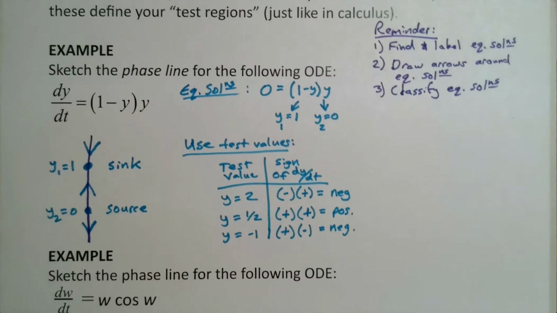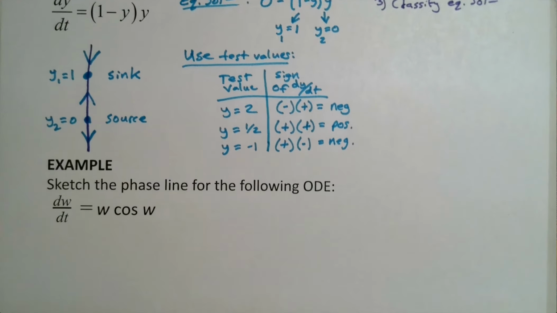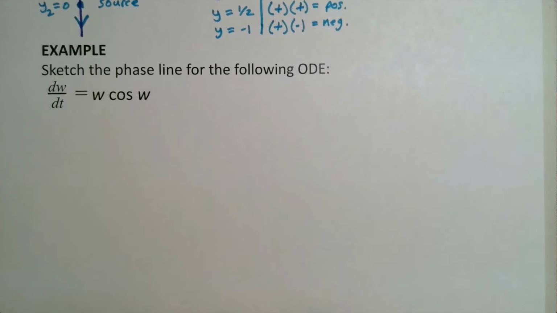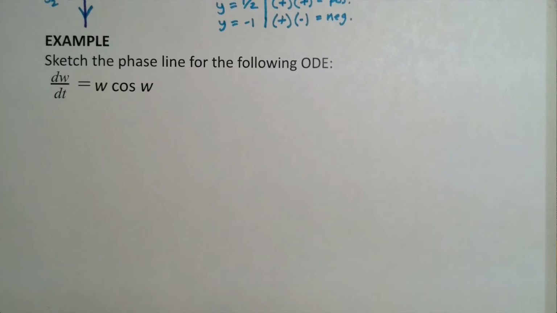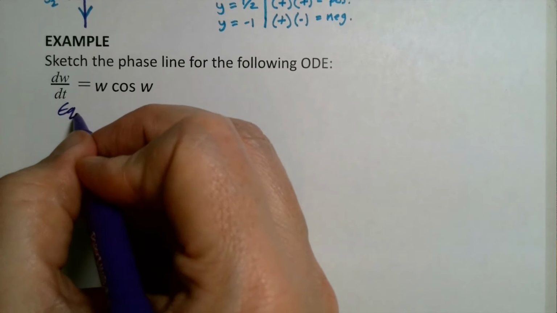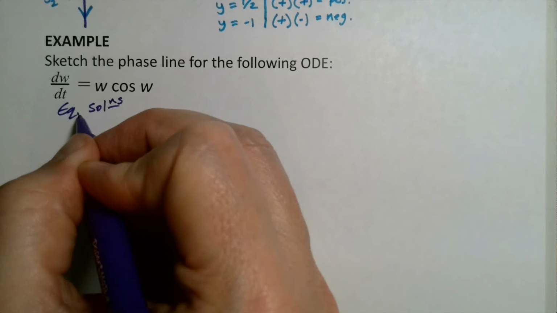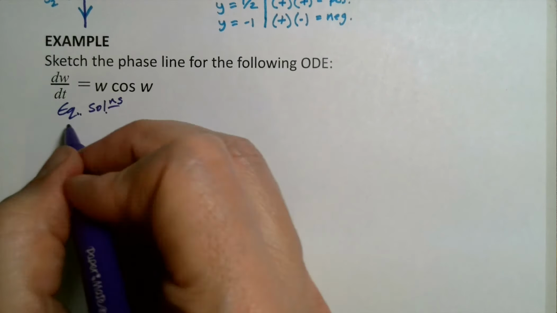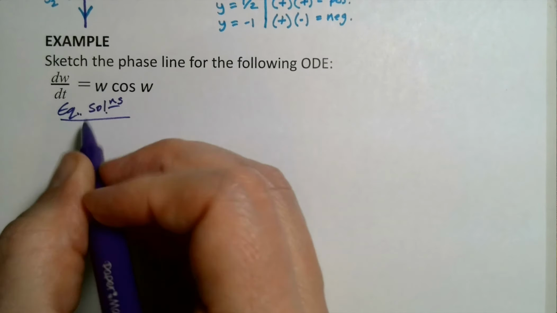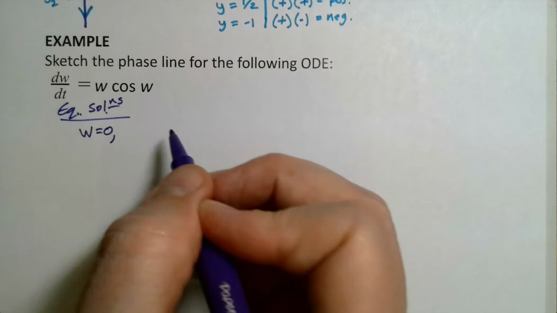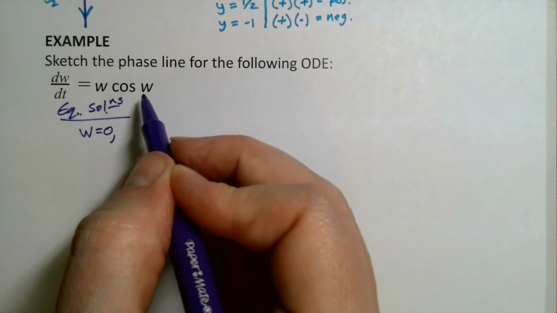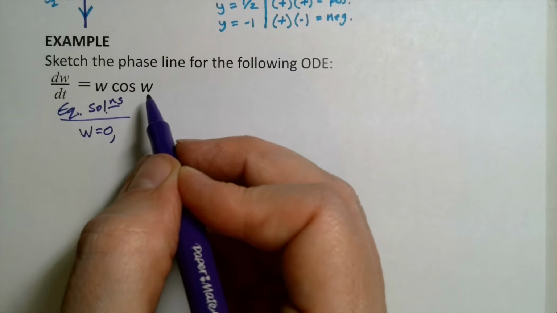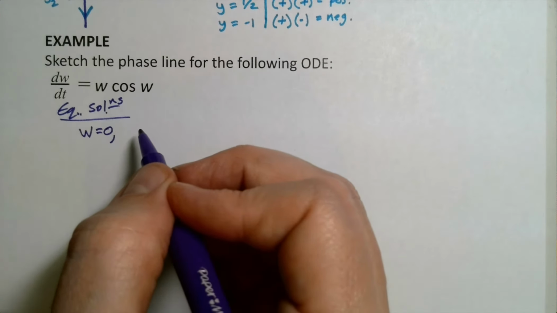Let's see another one. This one's a little bit more interesting because, as you'll see, this example has a whole bunch of possible equilibrium solutions. So let's figure out what they are. For starters, I'm going to take a look at my equilibrium solutions. And if you're paying attention here, you might discover there's one right here at w equals 0. And then everywhere that cosine itself is equal to 0. So there's an infinite number of them.